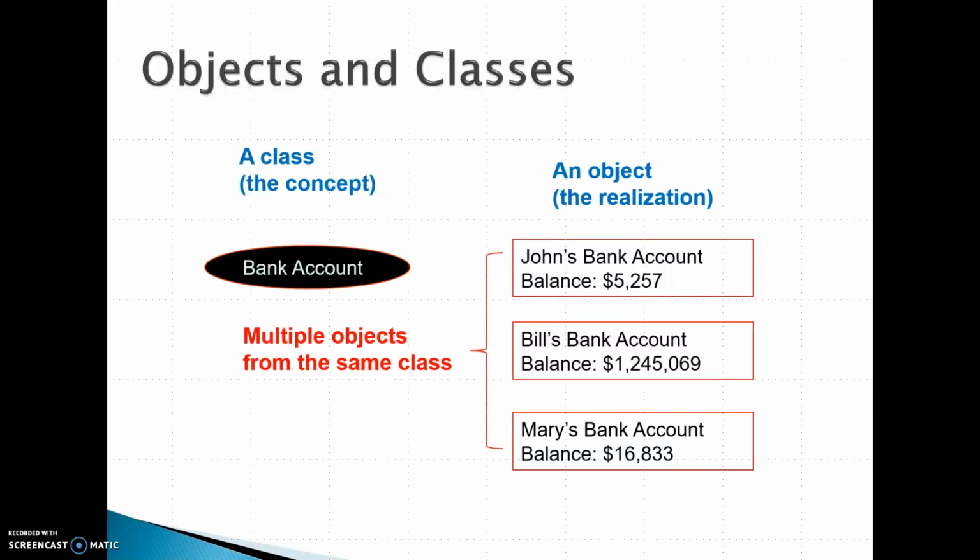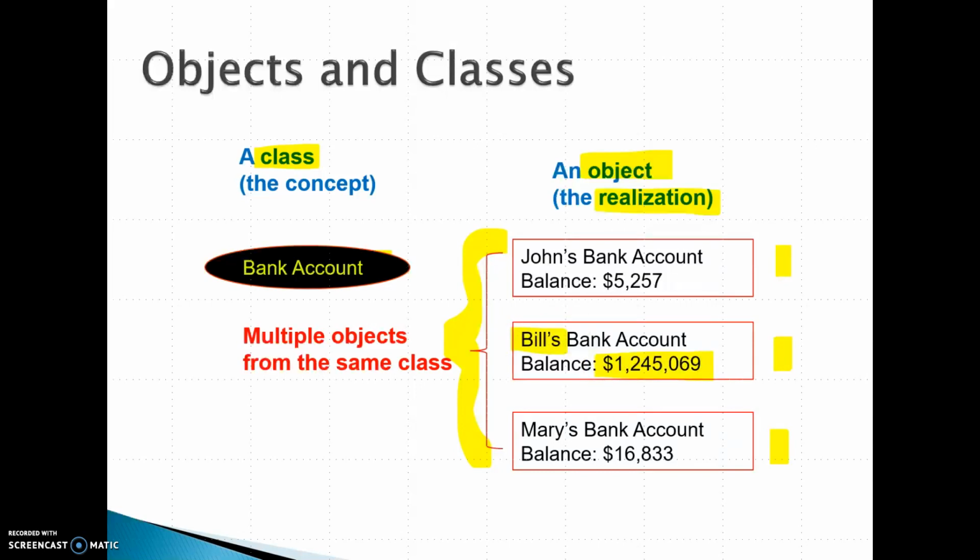So in this example, the class would be the bank account. This is the concept. Now we can see over here that we have multiple objects from the same class, and each of these objects is considered the realization or the actual implementation of the concept. Each of these is represented with its own box per se. So we have John's account with his balance and Bill's account with his balance.